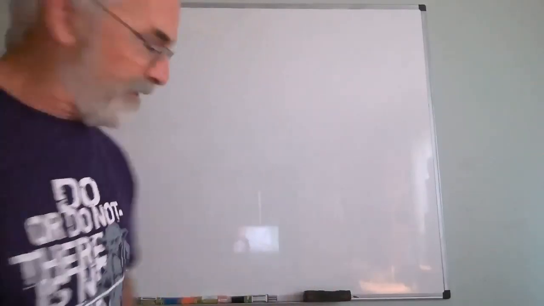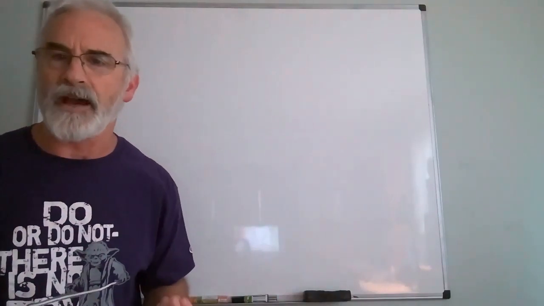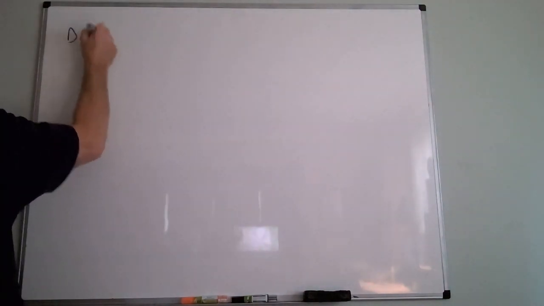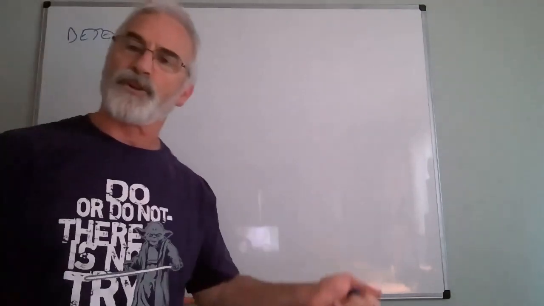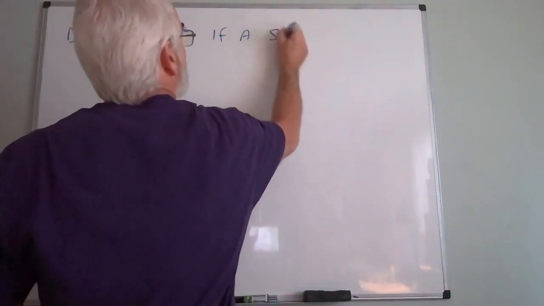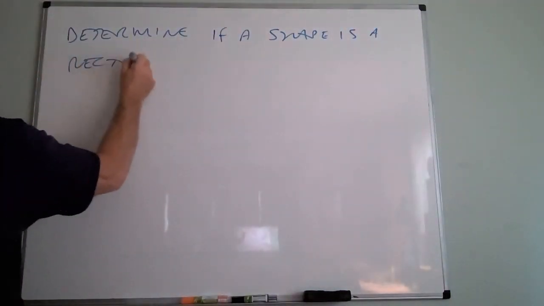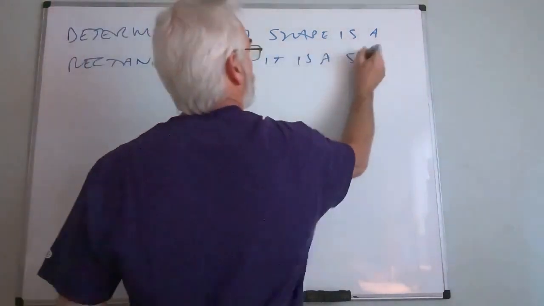Okay, so first thing I want to do today is go over a problem or a couple of problems that we seem to have a little bit of issue with in terms of the structure of how to prove something. So I'm going to start with something really simple. I'm going to start with "determine," not "prove," because if you're asked to prove something, then you already know it's true. If you're asked to determine, then you're not sure if it's true. Determine if a shape is a rectangle, then it is a square.